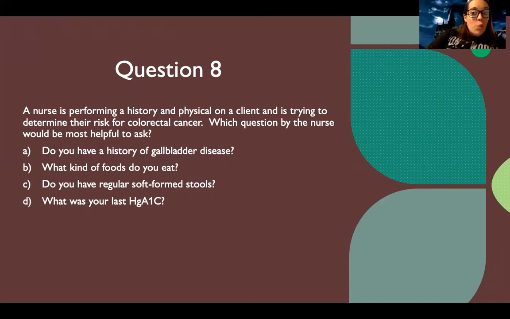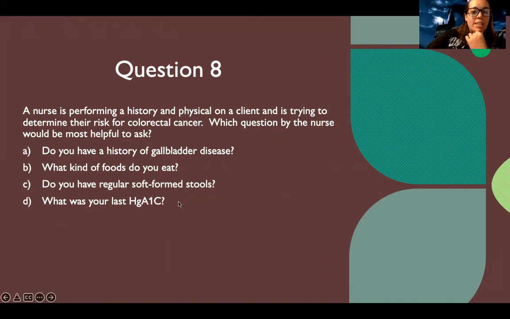Now, this is one that a lot of students would pick. This is the thing: it's not asking the signs and symptoms of colorectal cancer. It's asking what the risk factors are, and having loose stools or constipation doesn't cause colorectal cancer. It's how colorectal cancer shows up. In other words, this is the difference between a question that tells me whether someone's experiencing colorectal cancer or is at risk for it. Regular soft formed stools would help tell me whether a person's having symptoms of colorectal cancer, but it doesn't tell me whether they're at risk for it.